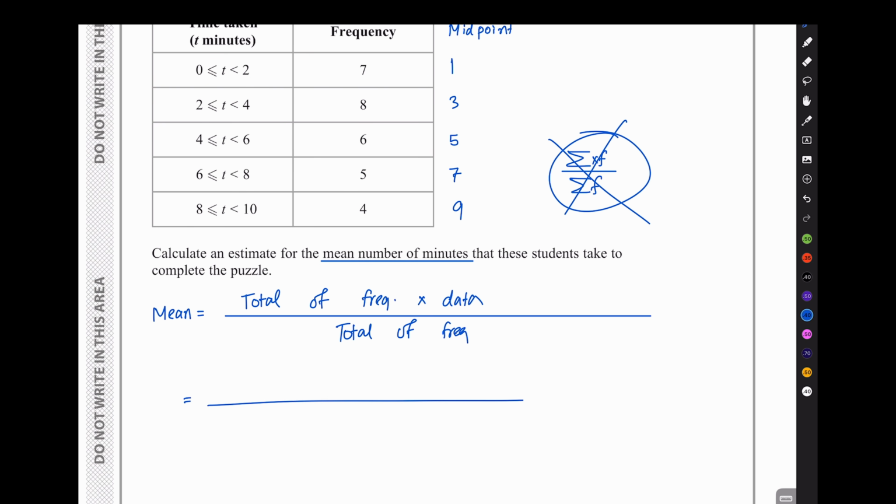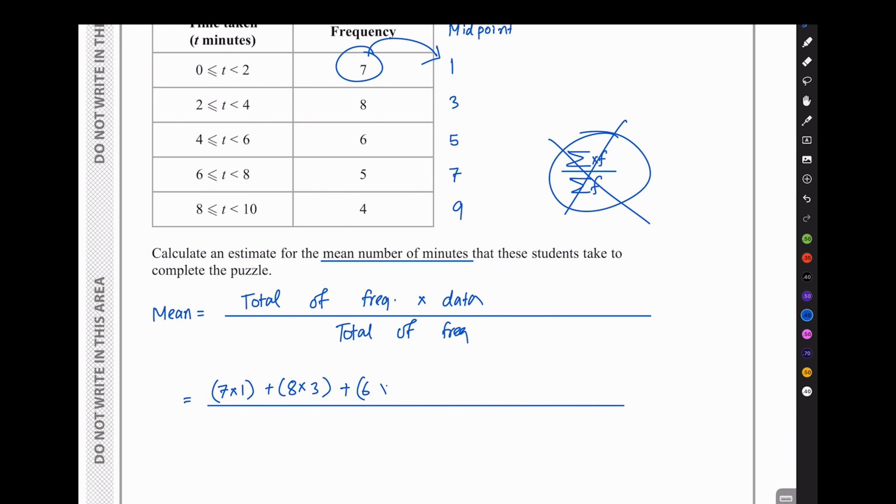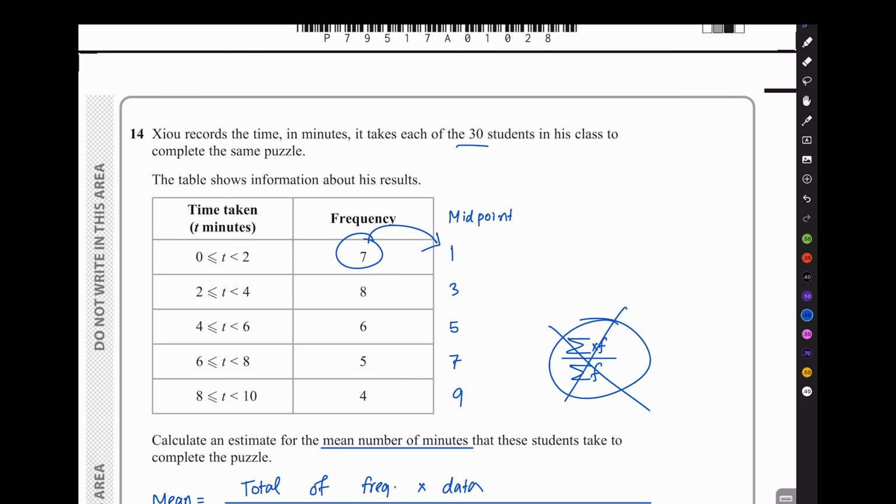Anyways, this is basically the frequency multiplied by the midpoint. So 7 times 1 plus 8 times 3 plus 6 times 5 plus 5 times 7 plus 4 times 9, divided by the sum of the frequencies given, which is 30.